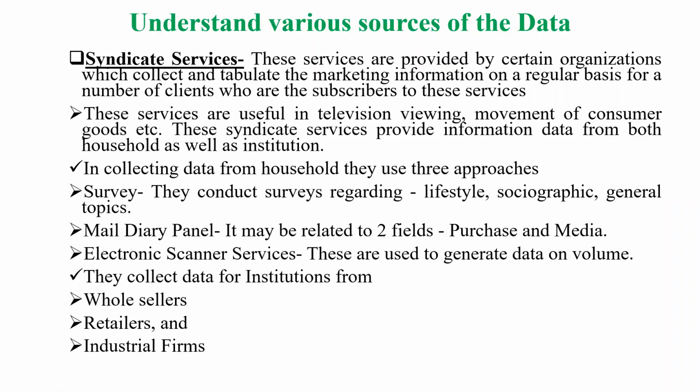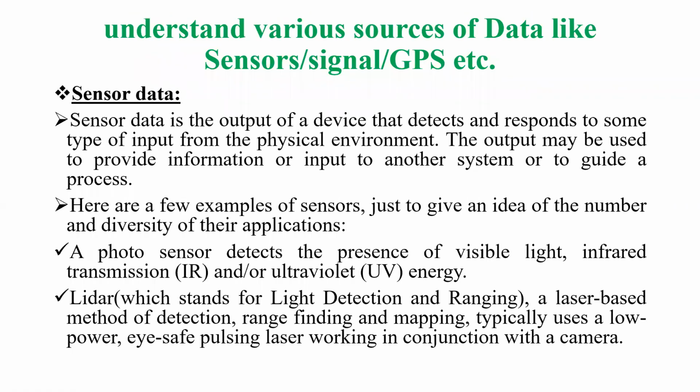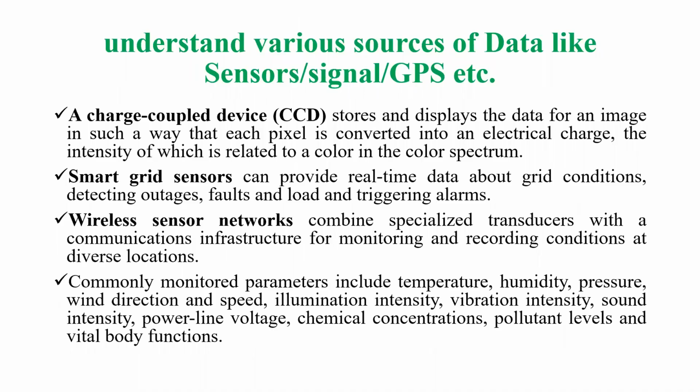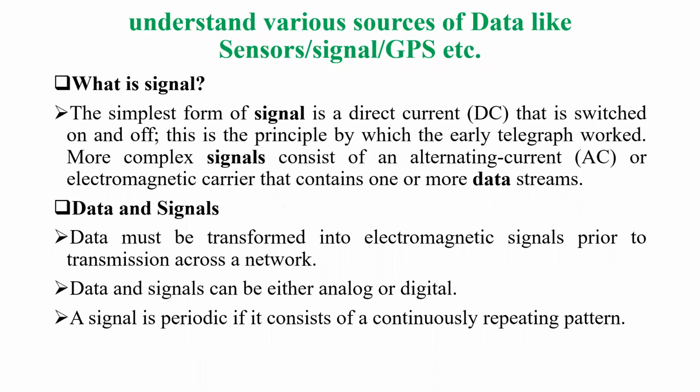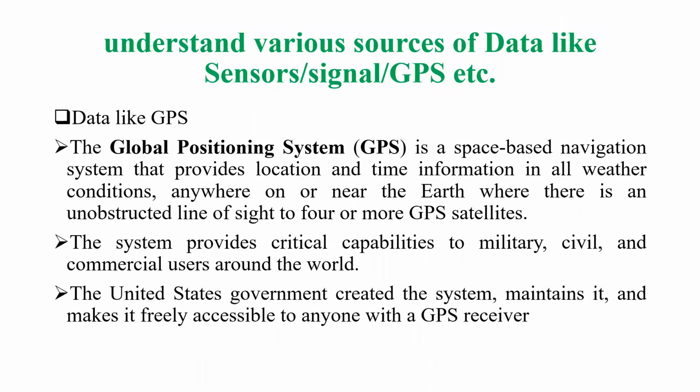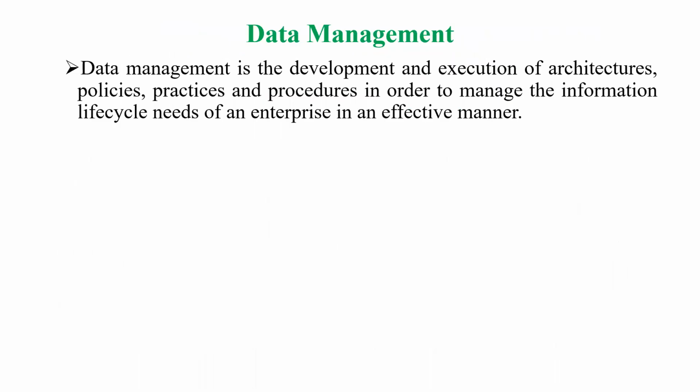And in the earlier sessions we have seen the fundamentals of the data architecture, and next we observed various sources of the data. Now we are extending our understanding of various sources of the data, like sensor signals, GPS, etc., and how to handle them in data analytics. Initially sensor data, and thereafter various kinds of sensor networks, grid sensors and CCDs, then the signal, then GPS, and thereafter we'll talk about data management.